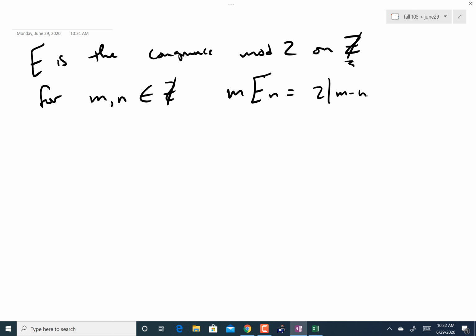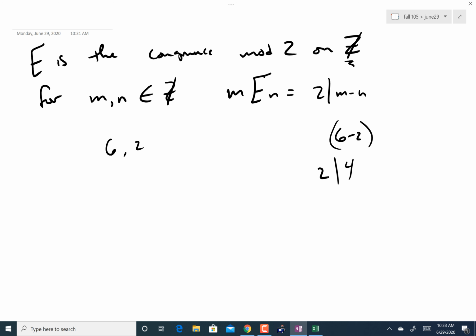Okay, so what are we supposed to do here? We need to determine whether it's reflexive, symmetric, transitive, or none of them. Okay, well, let's find out. Let's pick some integers. So if you take 6 and you take 2, what is 6 minus 2? Well, 6 minus 2 is 4. Does 2 divide that? Sure does, right? 4 divided by 2 is 2, so yay.